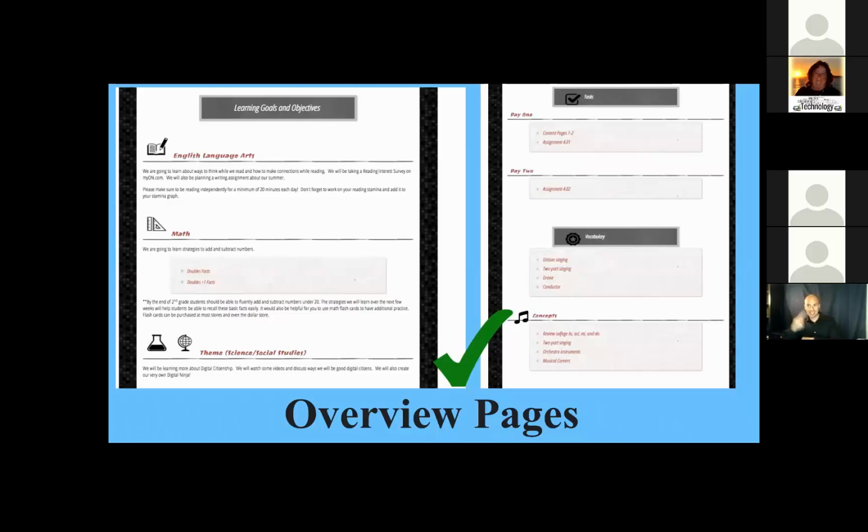And again, ideas for preparing those overview pages. I have seen teachers prepare an overview page for an entire unit that could be covered in 3 weeks.